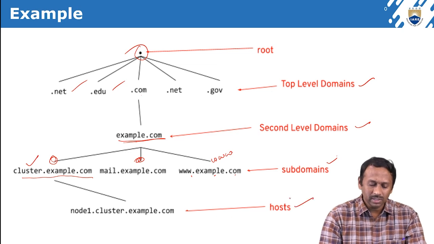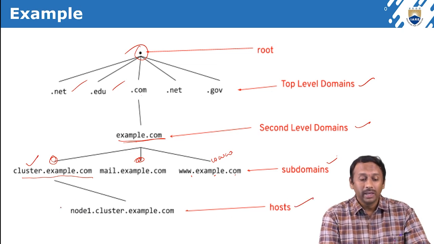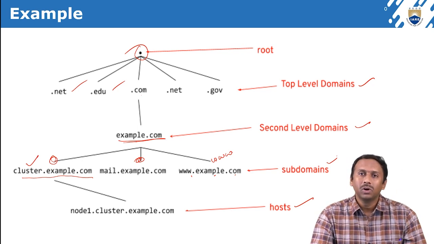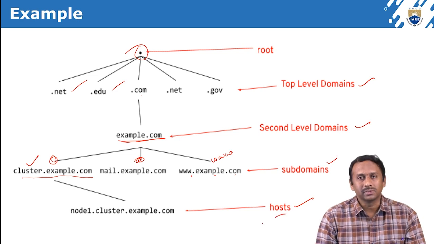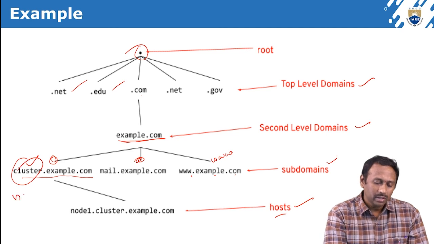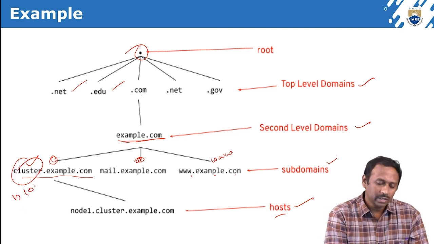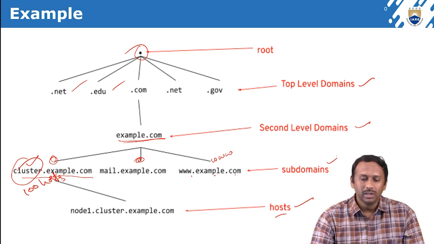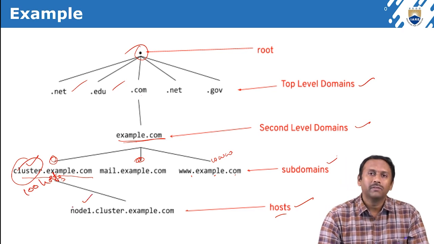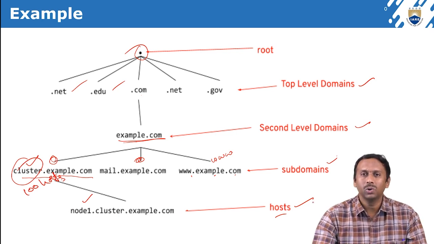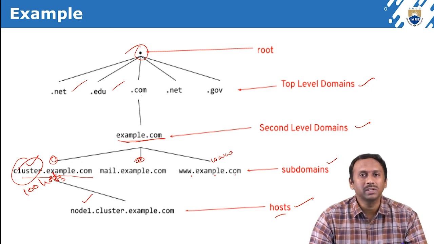And the host: again in this particular subdomain, we have n number of hosts. A host is nothing but a computer. That means in a particular cluster we have n number of hosts. Assume that 100 hosts are there in the cluster. So here node 1, that is the first system, is node1.cluster.example.com. This is a host address. Like this it will be represented. Clear?